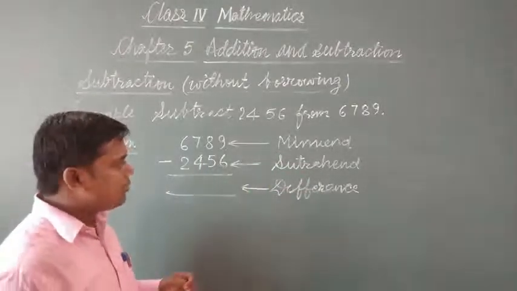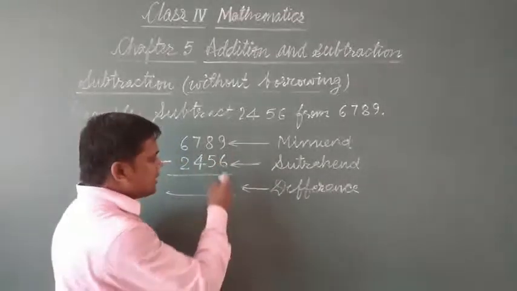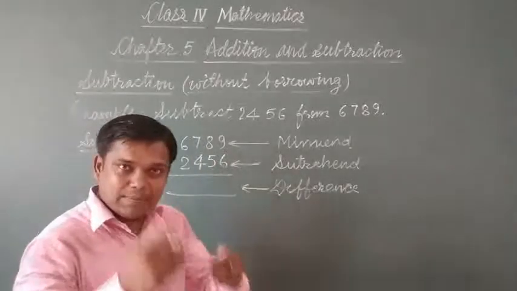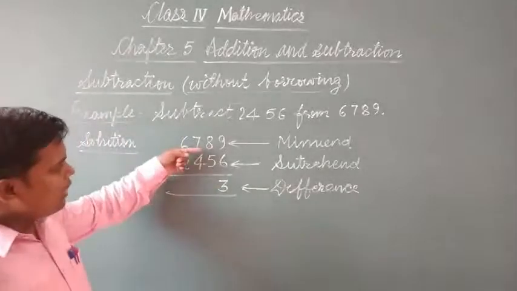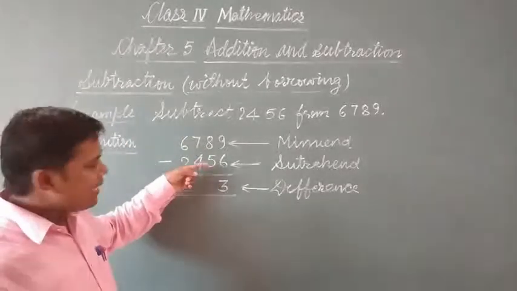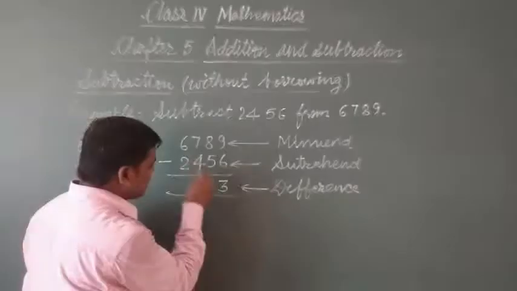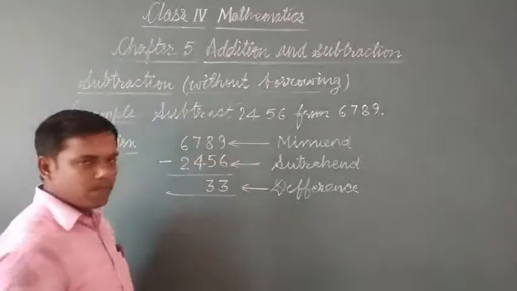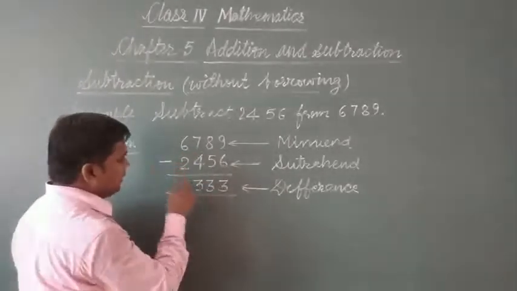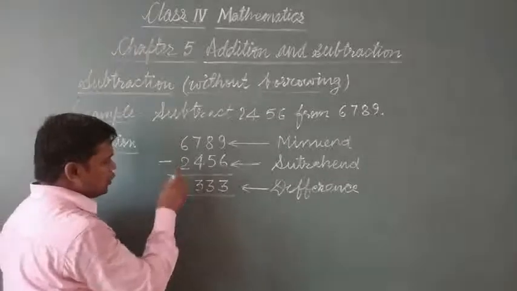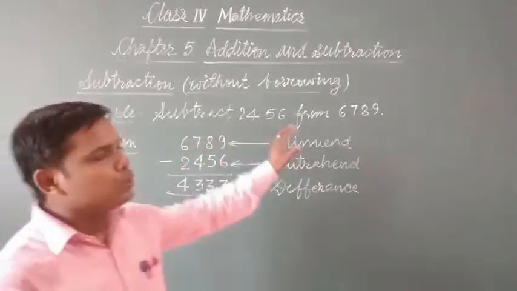Okay. Now I am subtracting from 9. We will subtract 6. We see here 6 is smaller than 9, so it will be subtracted easily, and 9 minus 6 will be 3. Here we have 8 and 5. Again 5 is smaller than 8, so we will subtract 8 minus 5. The difference will be 3. 7 minus 4. 7 is greater than 4, so 7 minus 4, again we will get 3. And here 6 minus 2 will be 4. So this is the difference of these two numbers.